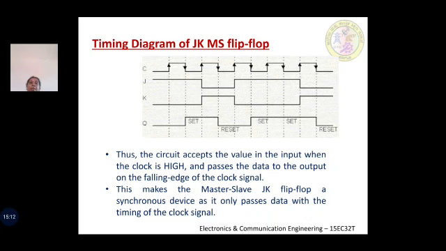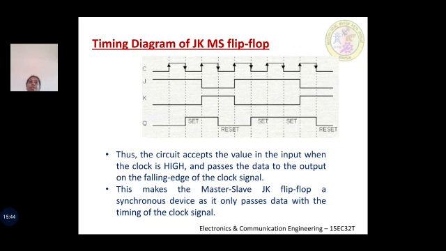So here the main condition is that the master follows data to the output on the falling edge of the clock signal. So this makes the master-slave JK flip-flop a synchronous device as it only passes the data with the timing of the clock signal. So today you studied the relevance of asynchronous inputs to flip-flop.